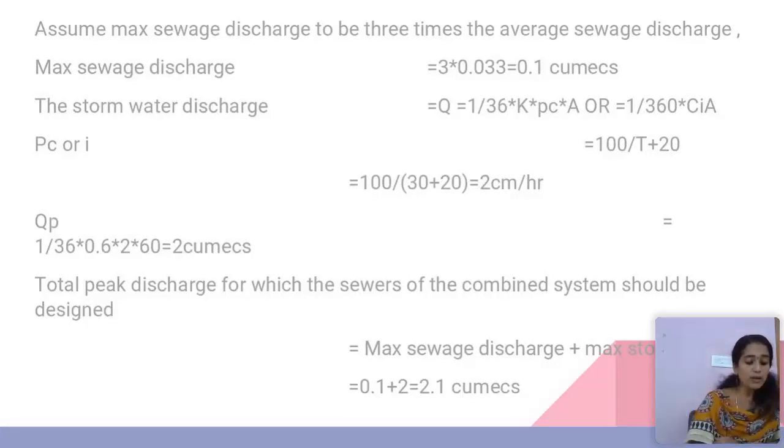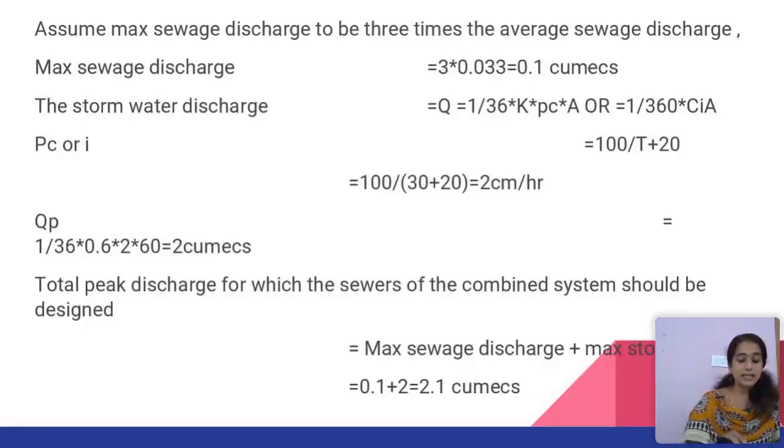Here, the stormwater discharge, that is QP, is equal to 1 by 36 into K into PC into A. Here, the PC is in centimeter per hour, so that this equation is accepted. That is 1 by 36 into K into PC into A. Here K is the coefficient of runoff. This equation can be written in the form of 1 by 360 into CIA, where I is in millimeter per hour.